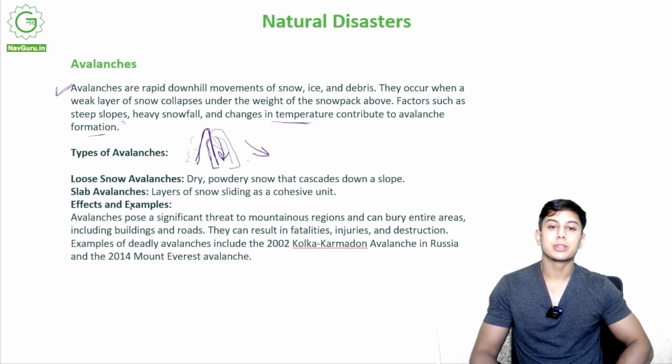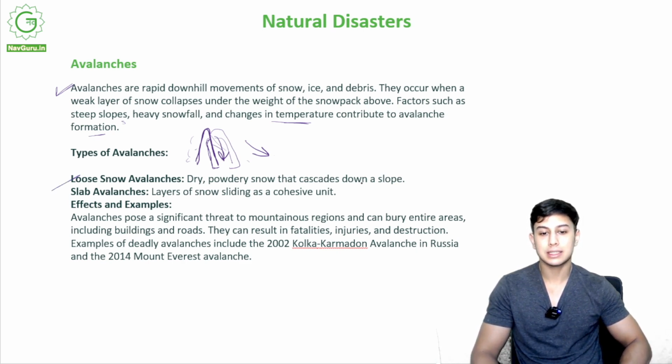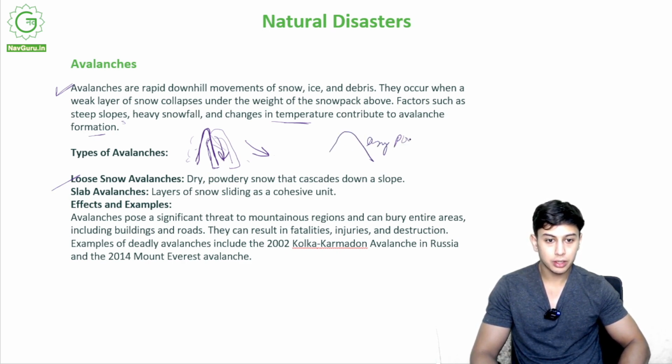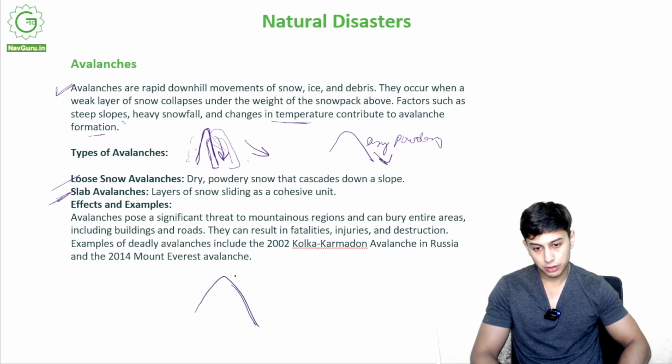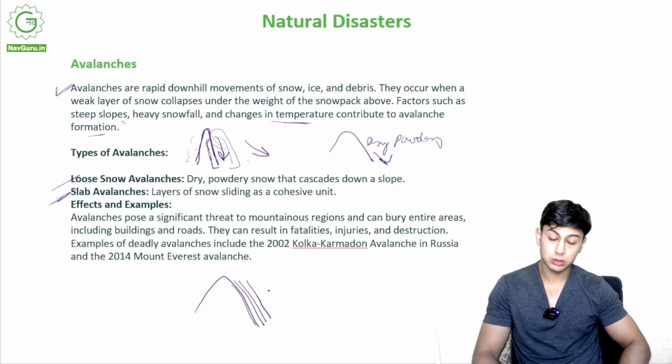Now, types of avalanches. Loose snow avalanche: dry, powdery snow that cascades down a slope. So this snow would be dry, like powder, and it would move down a slope. Slab avalanches: layers of snow sliding as a cohesive unit. Like I told you, supposedly this is a mountain and there are various layers of snow on the mountain. This would flow down.